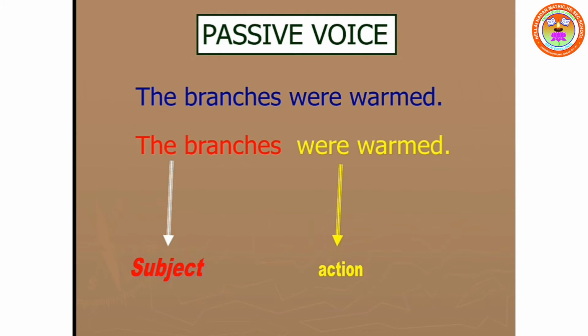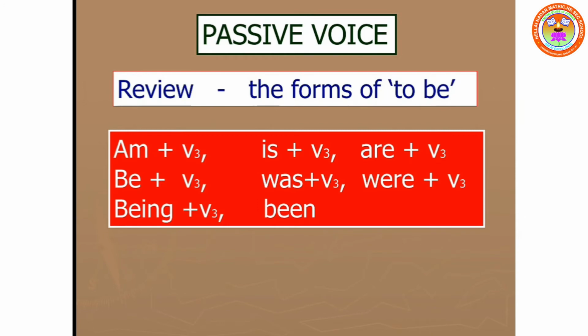Passive voice requires a double verb and will always consist of a form of the verb to be and the past participle, usually the en, ed, t form of another verb. Let us review the forms of to be. Am plus verb 3, is plus verb 3, are plus verb 3, be plus verb 3, was plus verb 3, were plus verb 3, being plus verb 3, been plus verb 3.